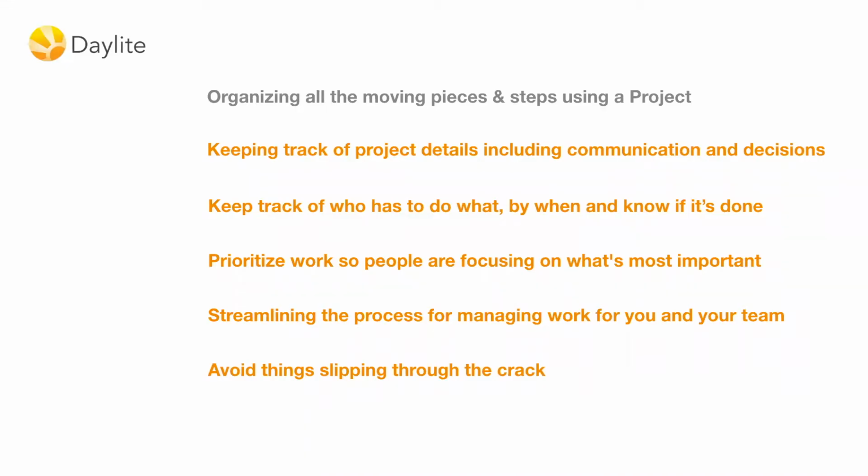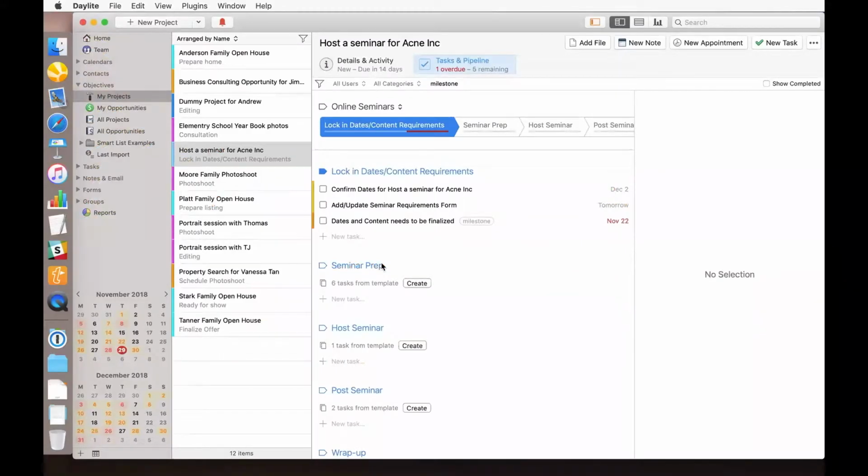Having the project information organized and broken down into steps is helpful, but it's not going to paint the complete picture. So as you work on a project, you need to make sure that you're connecting any important communications or decisions surrounding that project. Let's go back to the Details and Activity tab.